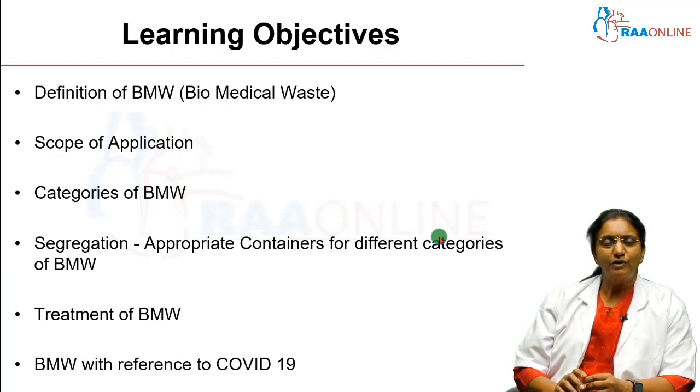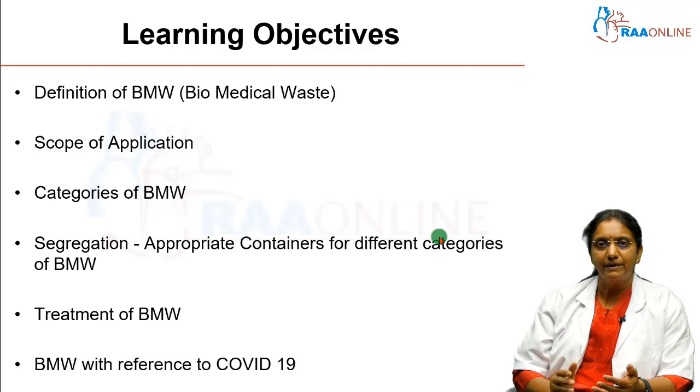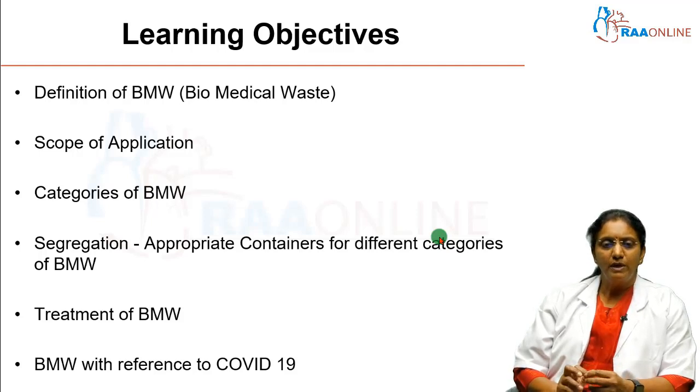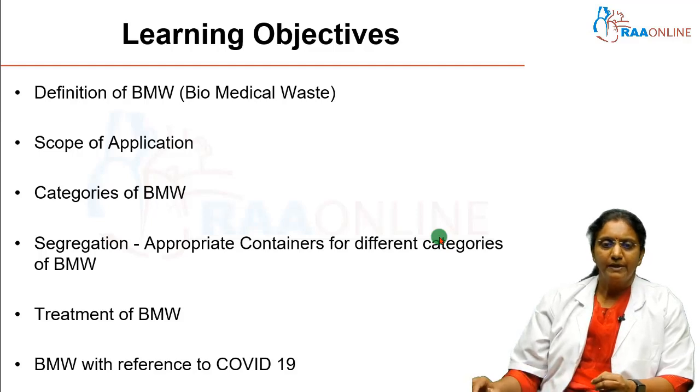So the learning objective for this session will be, what is the definition of biomedical waste? In short, it's known as BMW. What is the scope of application? That is, what are the agencies to which it is applicable? What are the categories of biomedical waste? Then how do we segregate the waste? What are the appropriate containers for the different categories of biomedical waste? How is the biomedical waste transported? What is the final treatment of the biomedical waste? And then a few points on how to deal with the biomedical waste generated from COVID positive patients and thereby COVID wards. These guidelines were recently introduced in 2020.